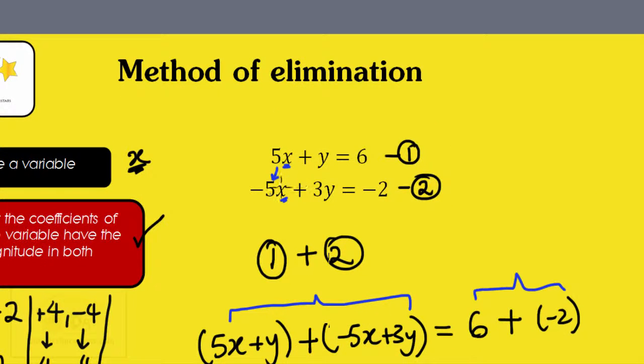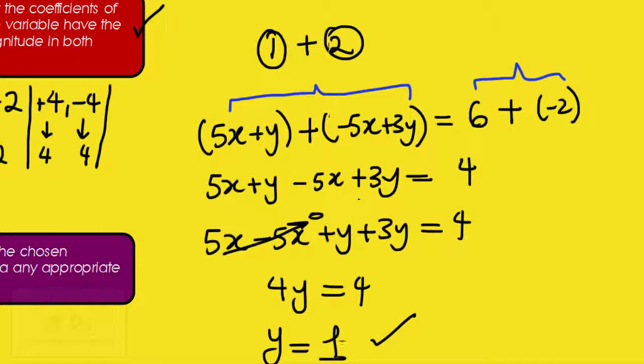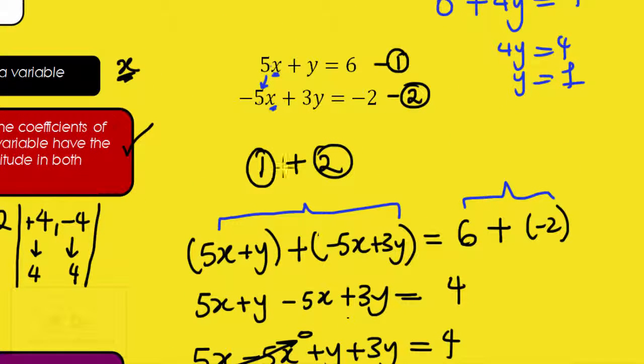Another way to do this is to just say, well, I'm going to add both equations to each other. 5x plus minus 5x is 0. y plus 3y is 4y equals 6 plus minus 2 is 4. That's another way to go about it, and you get the same result. But the approach I showed earlier is more systematic, and you're less likely to make mistakes if you use this method.